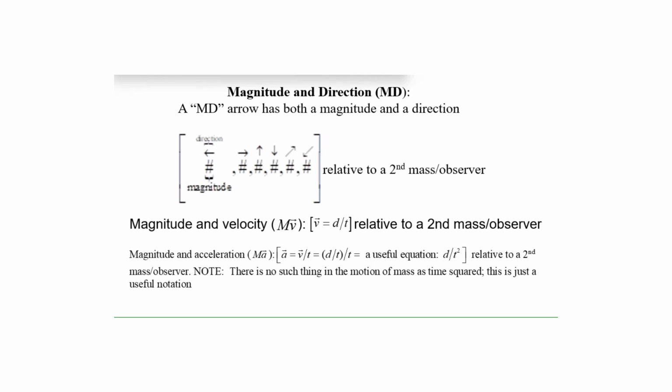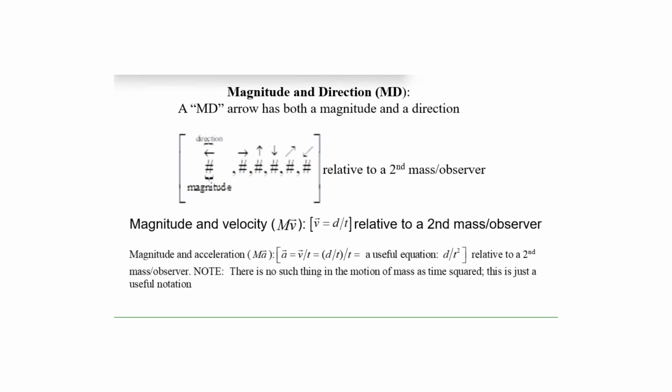Magnitude and direction, MD. An MD arrow has both a magnitude and a direction. It will have a magnitude number and a direction arrow relative to a second mass observer. Magnitude times velocity, mass times velocity, is equal to distance divided by time relative to a second mass observer. Magnitude and acceleration is mass times acceleration, where acceleration is velocity divided by time, which is distance divided by time divided by time. A useful equation is distance divided by time squared relative to a second mass observer.